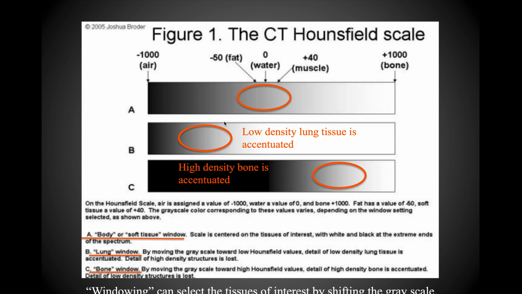So here you can get a sense of that windowing. This is where you start, and if you shift it to the left, you can see that now you're going to be able to see the lighter structures, like air. So lung tissue is going to be best viewed when you shift the Hounsfield units to the left. So we call that a lung window. And if you shift it to the right with a bone window, you can see that the high density bone is going to be accentuated, and so it'll be easier to appreciate when that's done.